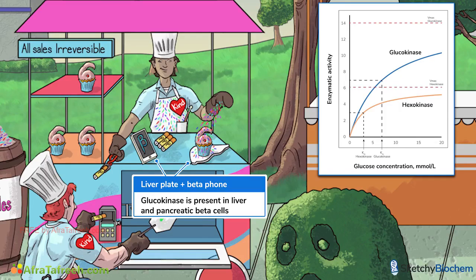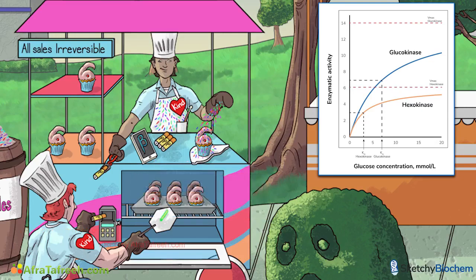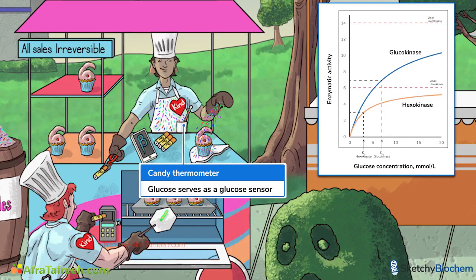We've illustrated a liver plate and beta cell phone to help you remember that glucokinase is found in the liver and pancreatic beta cells. What about the candy thermometer? Well, when blood glucose levels and insulin are high, glucokinase will remove glucose from the blood to the liver so that it can be stored as glycogen. Yeah, so pretty much like a sensor.